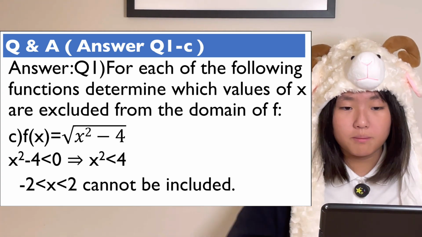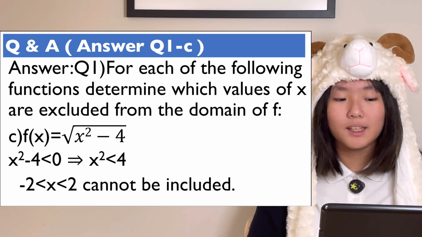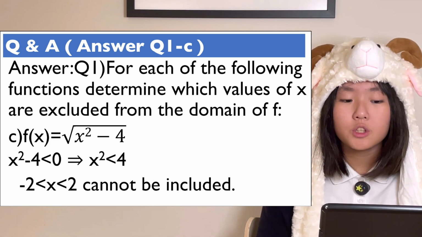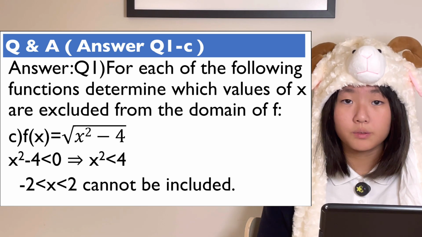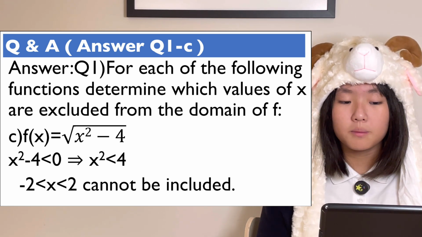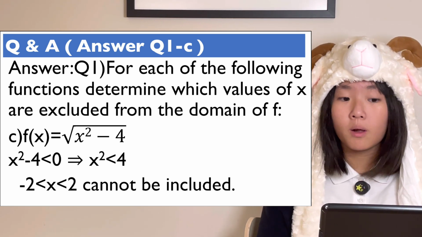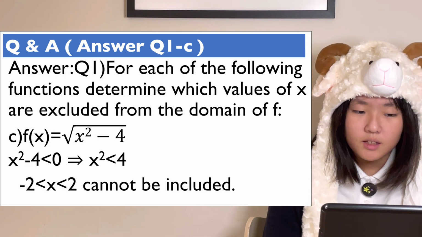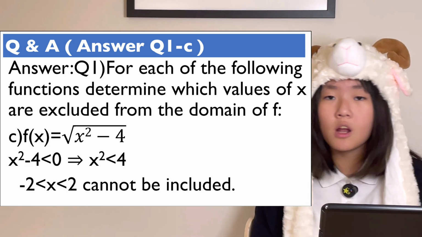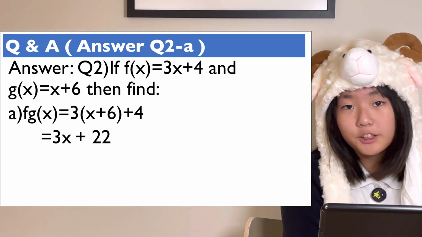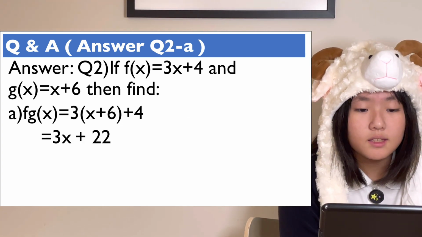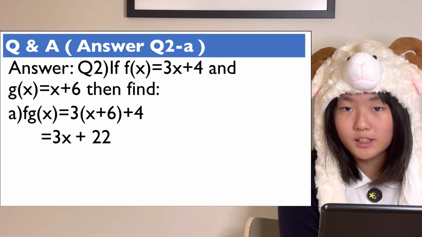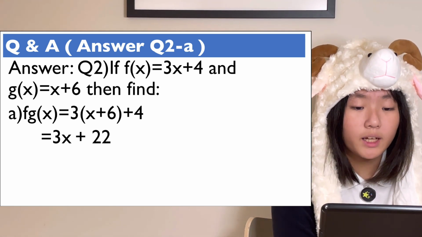The answer for number 1 again, for C, is x squared minus 4 has to be greater than 0. So once you move the minus 4 onto the right, then x squared has to be greater than 4. So x being between minus 2 and 2 cannot be included. The answer to question 2 for A is 3(x plus 6) plus 4, which is 3x plus 22.